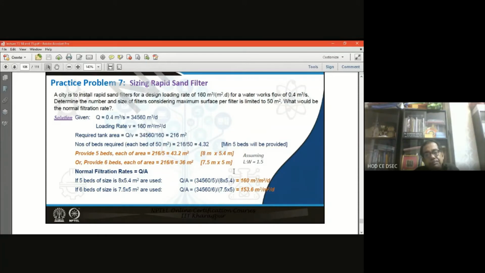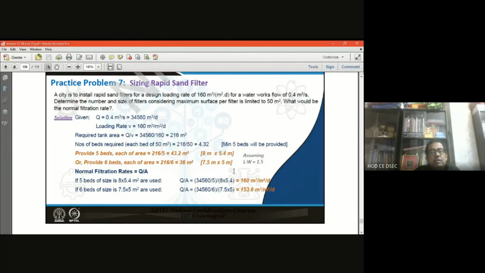Very good problem. Now you see the loading rate in the rapid sand filter is given in meter cube per meter square per day, but the filter flow is given in meter cube per second. So what you have to do? First of all, you have to equate the two units. Otherwise, you can't divide one by the other if two different units are there.